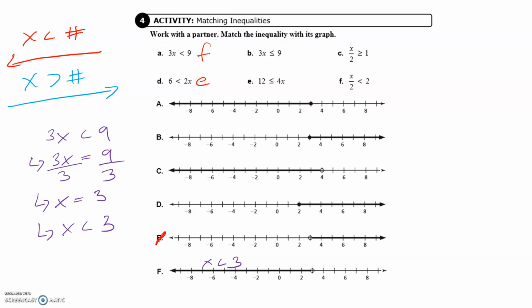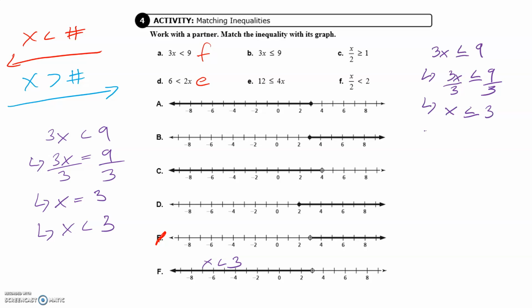All right, let's look at B. I'm going to do B over here. B is 3x is less than or equal to 9. I'm going to replace it with an equal sign and solve it, so divide by 3. I'm left with x is less than or equal to 3.